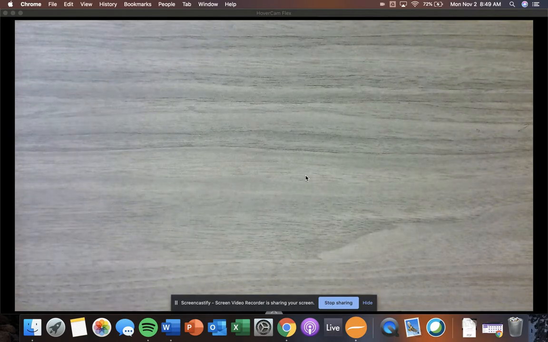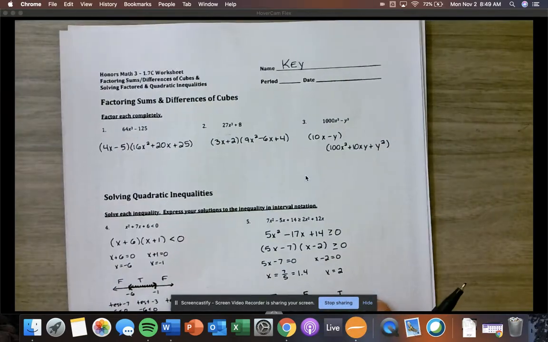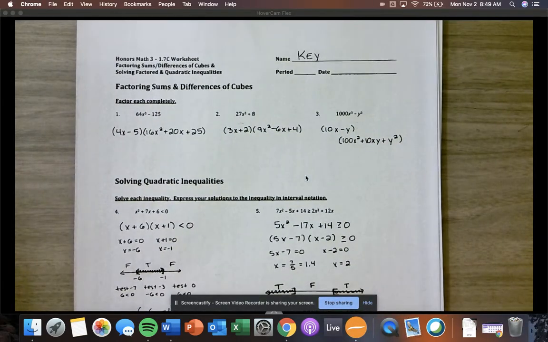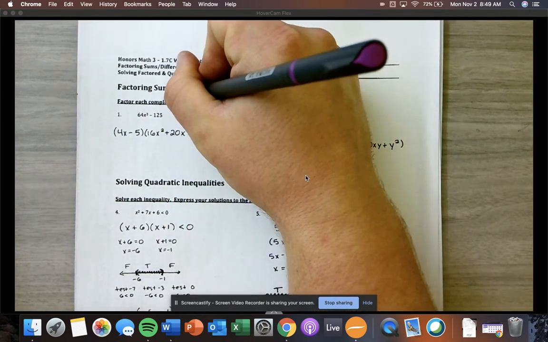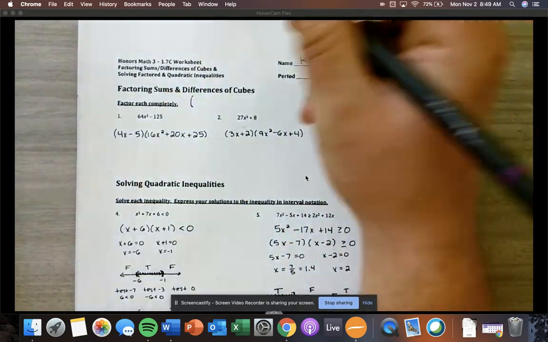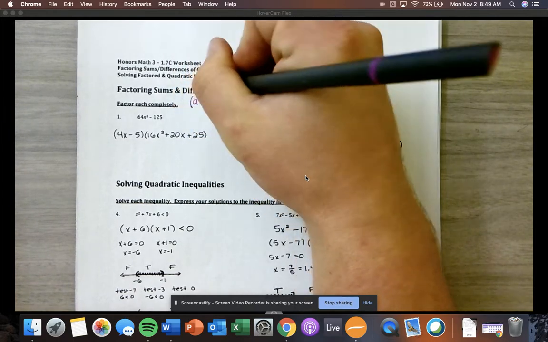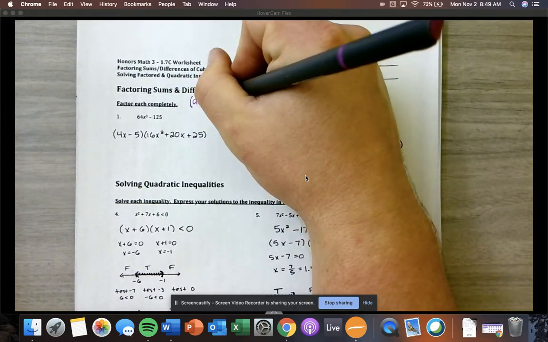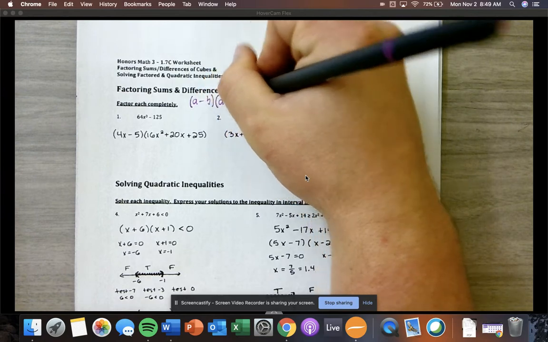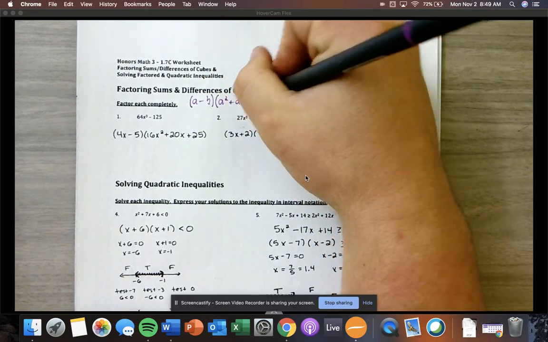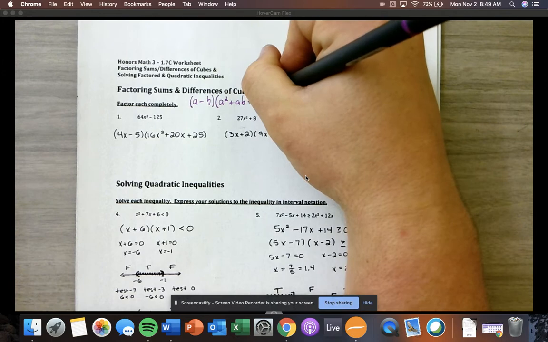All right, so here is 1.7c, factoring sums and differences of cubes. All right, so for this one, remember, we're just kind of finding what is our a value, what is our b value, and then we have to plug them into those equations, right? If it's a difference of cubes, because remember, we use that SOAP method, right? It's a minus b times a squared plus a times b plus b squared.